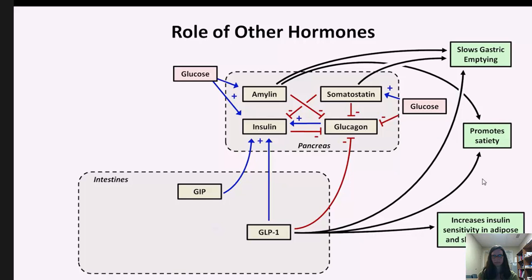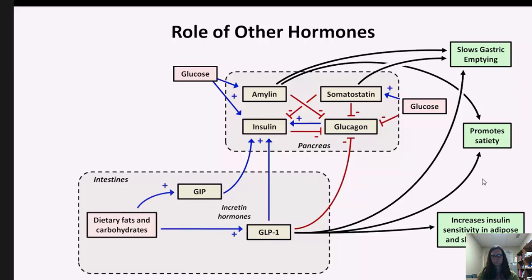GIP and GLP-1 are known collectively as incretin hormones, or incretins for short. Incretins are hormones produced by the intestines which influence blood glucose without affecting the pancreas's exocrine function. Their existence was discovered after it was observed that study subjects secreted more insulin in response to orally delivered nutrients than in response to an equivalent amount of intravenously delivered nutrients. Thus, the stimulus for their release is dietary fats and carbohydrates.